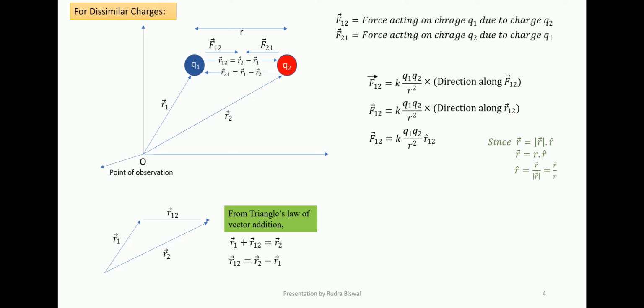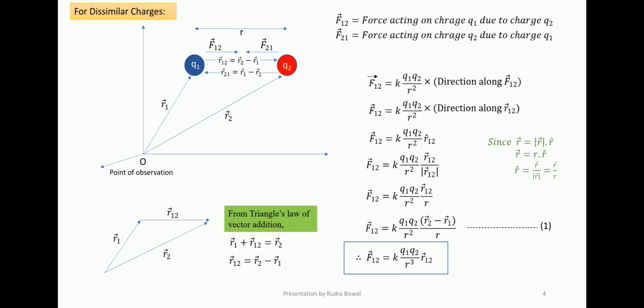Since we know R vector is equal to R vector mod dot R cap, from this we can find out R cap, that is equal to R vector divided by R vector mod, or we can also write it as R vector divided by R. Let's use this value in the equation. Instead of R12 vector, we can write it in terms of position vectors, that is R2 vector minus R1 vector. Let's assign it equation 1. So finally we get an expression for force F12 vector.